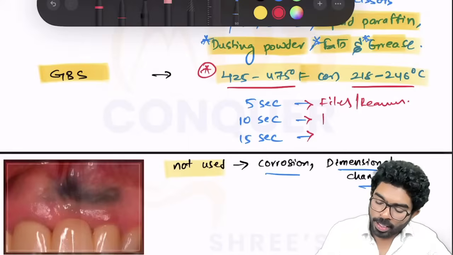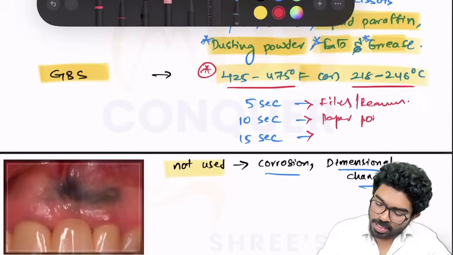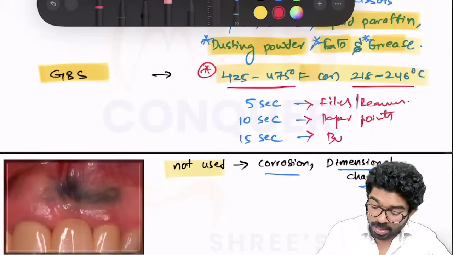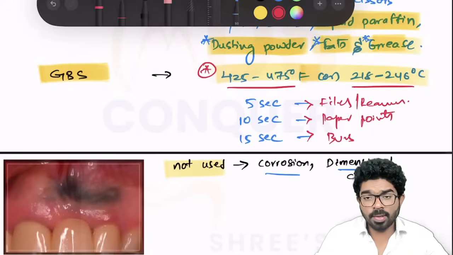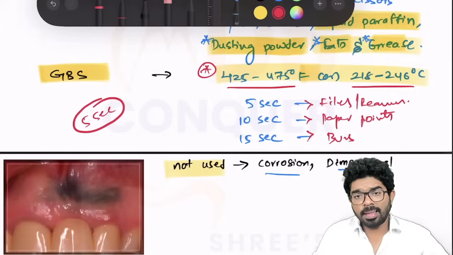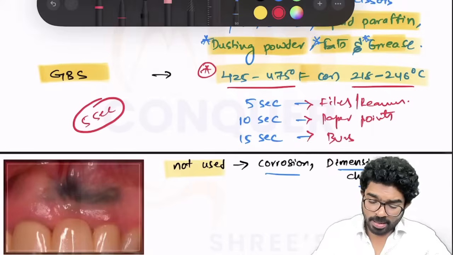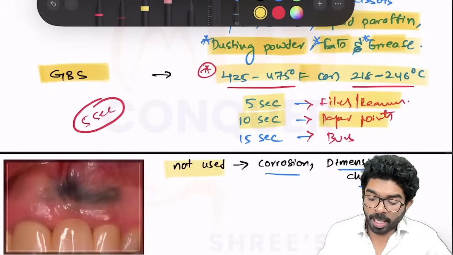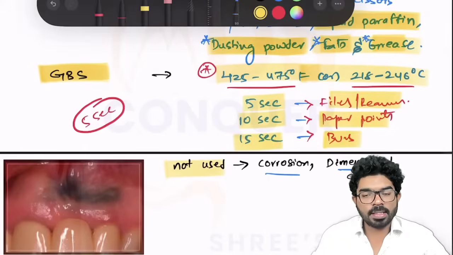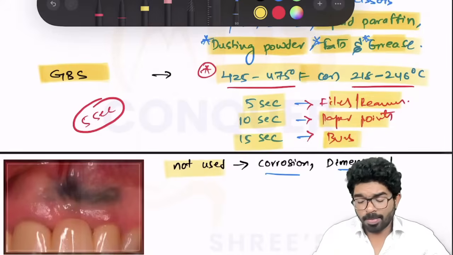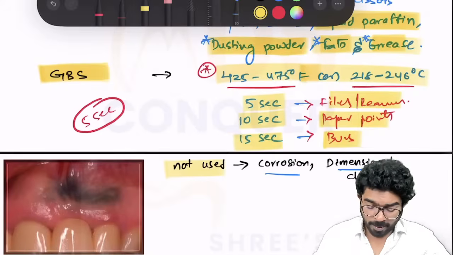Paper points is a question which has already been given in examinations. Paper points, it is 10 seconds. The next is burrs, 15 seconds. The normal standard holding time is 5 seconds only. Without mentioning the instrument name, if they ask the holding time, your answer should be 5 seconds. 5 seconds for files and reamers, 10 seconds for paper points, and 15 seconds for burrs. Clear, guys? So that is the glass bead sterilizer, which is used to sterilize small instruments.